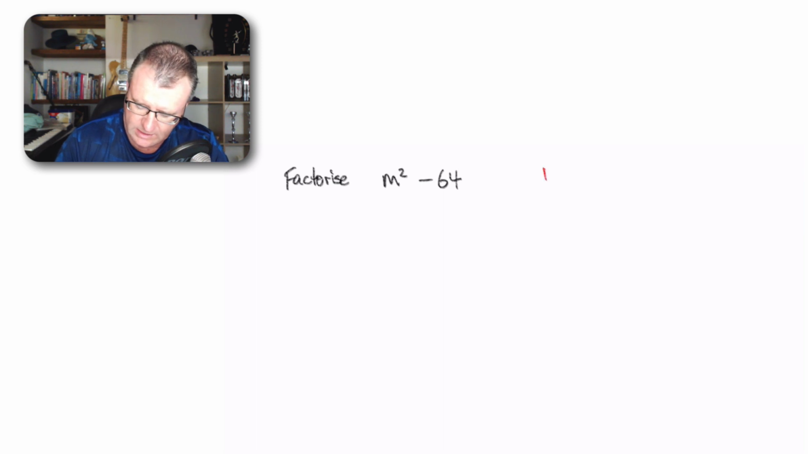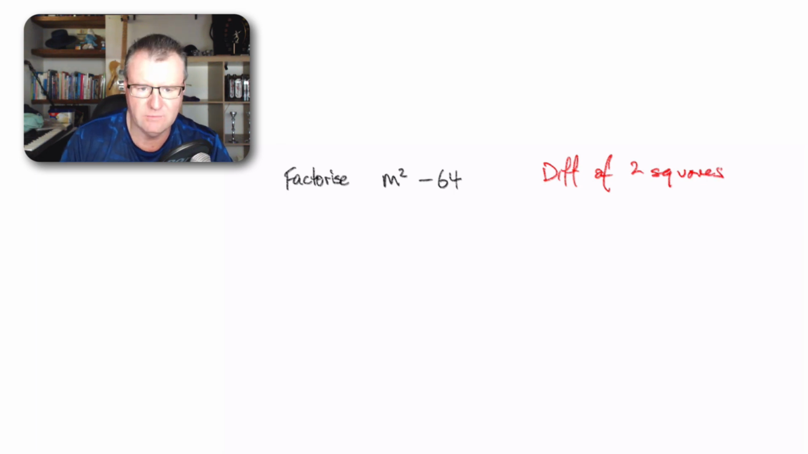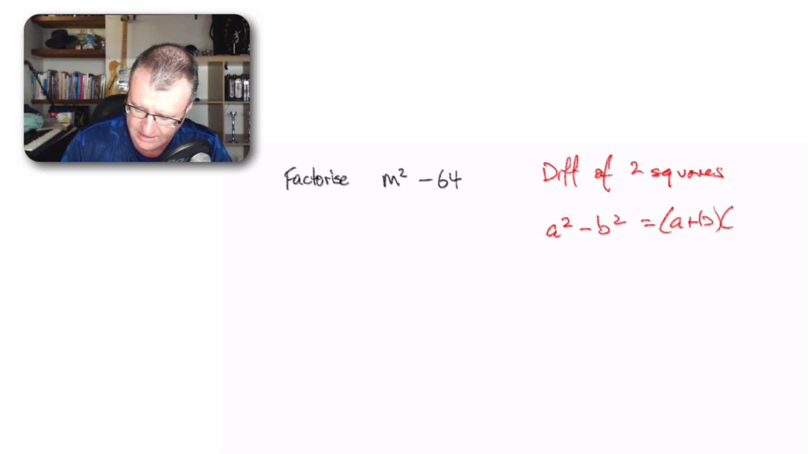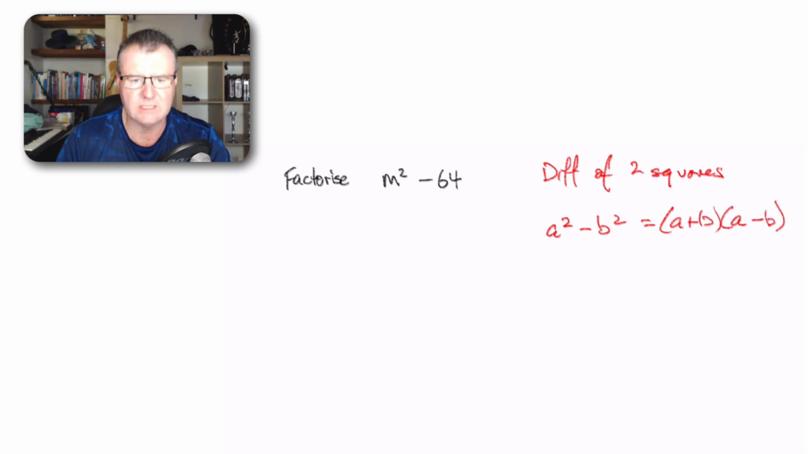Well, we did a thing called the difference of two squares, which we covered in class. What that means is, if I've got a squared minus b squared, so two things that are squared, the difference, in other words subtraction, of one from the other factorizes out to be a plus b, a minus b. So if I can rewrite this somehow as something squared minus something squared, I'm good to go.